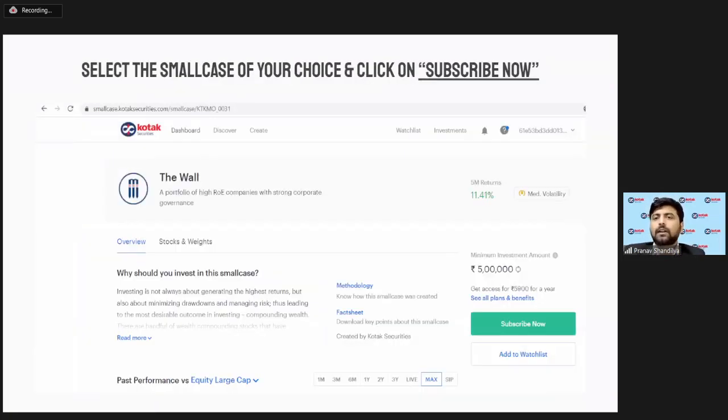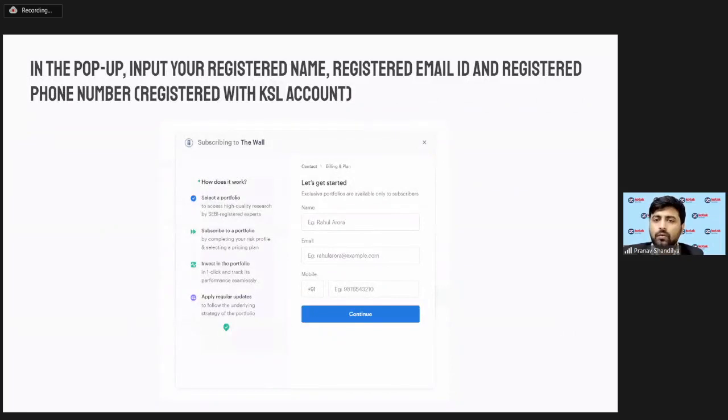Now, we have to select the smallcase or the Kotak basket of our choice. In this example, we have gone ahead with the Wall. Once you click on the smallcase of your choice, a pop-up will open up where you'll have to input your details. The details include your registered name as per your KSL account, and the registered email ID and the registered phone number have to be inputted here.